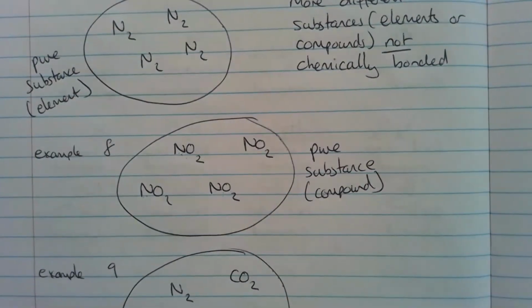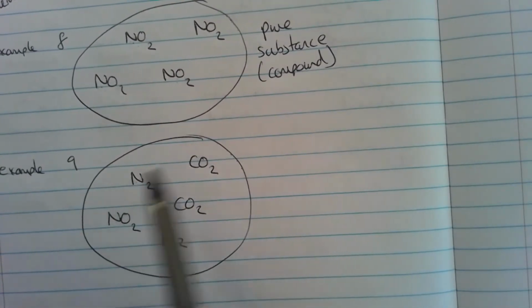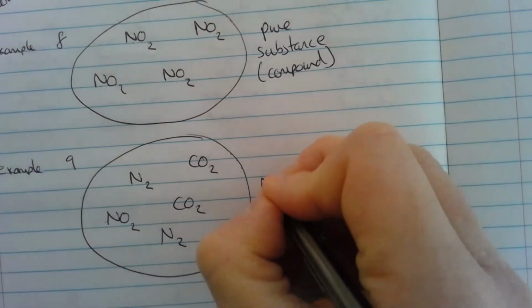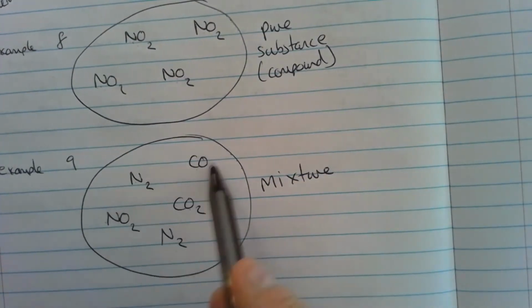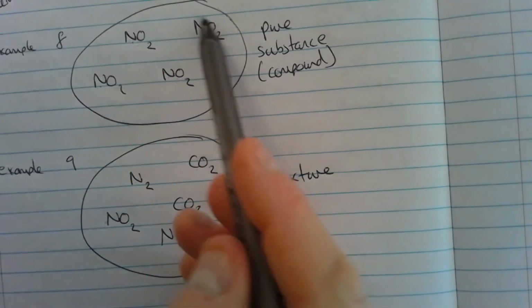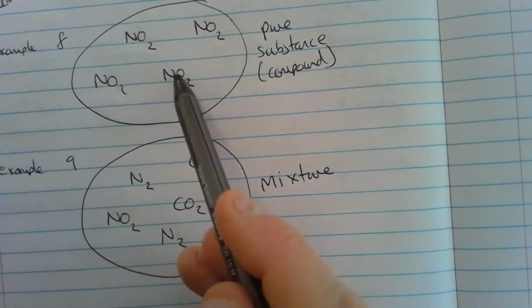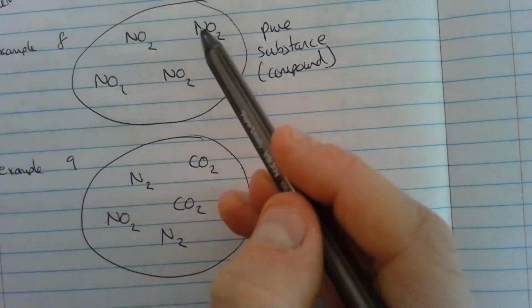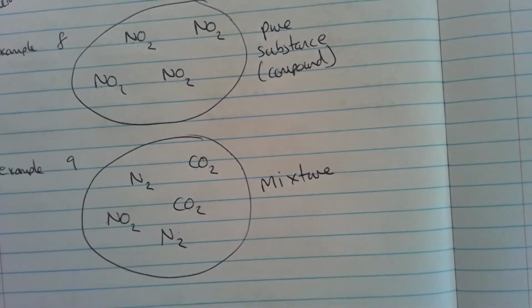If we have a look at example number 9, we come to something that's slightly different. N2, CO2, CO2, NO2, N2. That's different to that. That is different to that. So this must be a mixture. These are different and they're not attached to each other. Whereas how this one was different to this here is, whilst this is a compound made up of 2 different types of atoms, they are all the same as each other. That's the same as that, the same as that, the same as that. Whereas here, these are not the same as each other, so this must be a mixture.